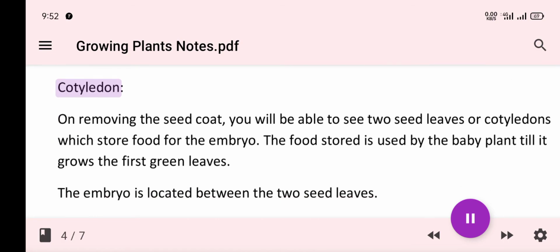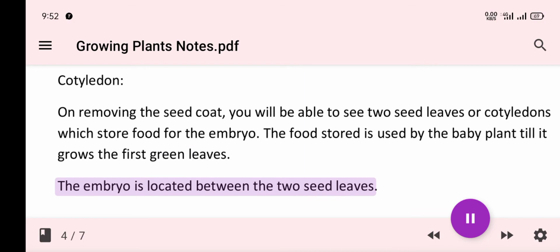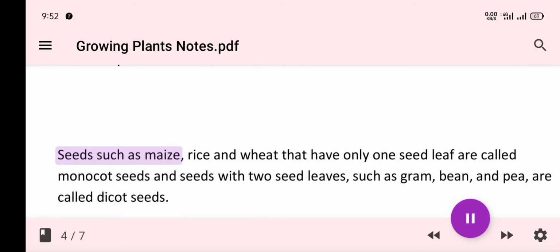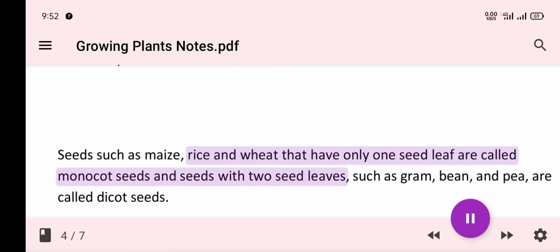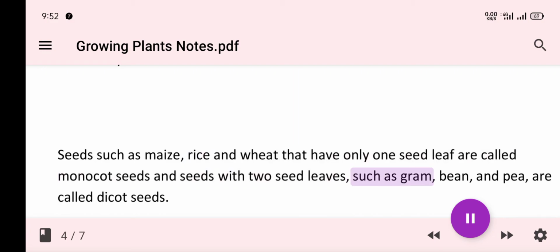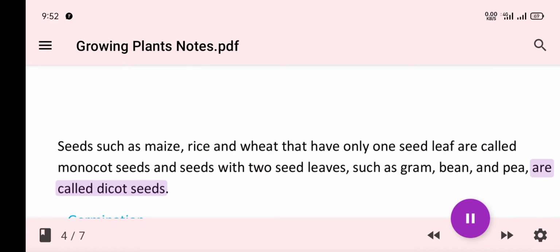Cotyledon. On removing the seed coat, you will be able to see two seed leaves or cotyledons which store food for the embryo. The food stored is used by the baby plant till it grows the first green leaves. The embryo is located between the two seed leaves. Seeds such as maize, rice, and wheat that have only one seed leaf are called monocot seeds, and seeds with two seed leaves, such as gram, bean, and pea, are called dicot seeds.